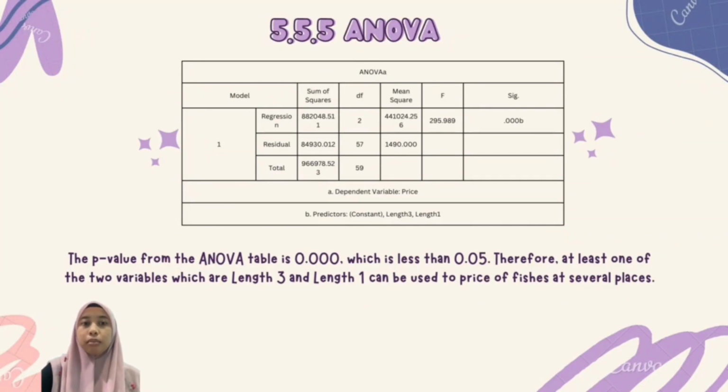The p-value from the ANOVA table is 0.000, which is less than 0.05. Therefore, at least one of the two variables, which are length 3 and length 1, can be used to predict the price of fishes at several places.